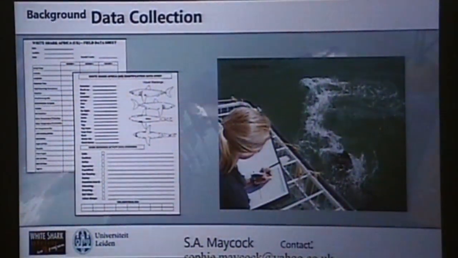So for 26 months between 2009 and 2011, data were collected regarding the sharks that were sighted on these ecotourism trips. And this included not only the shark sightings themselves, but also the behavior and the environmental conditions on the day of sampling.